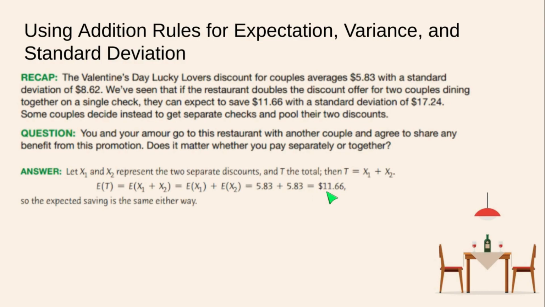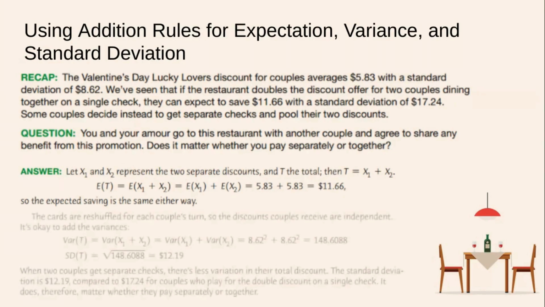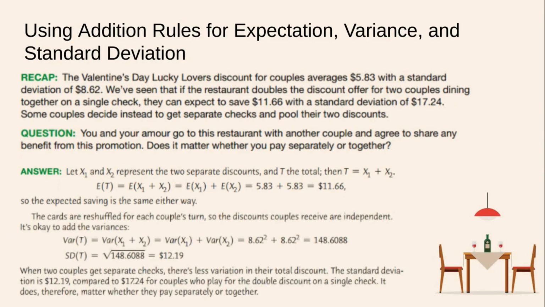Cool. So it really doesn't matter whether we combine the expenditures on one check or whether we split the expenditures between 2 checks in terms of the expectation. However, the standard deviation is going to be different, which is fascinating. So the cards are reshuffled for each couple's turn. The discounts the couples receive are, in fact, independent events. So we have 2 different checks, and the result of one check is not dependent on the result of another check. Why does that matter?